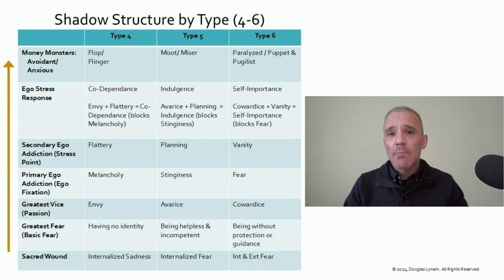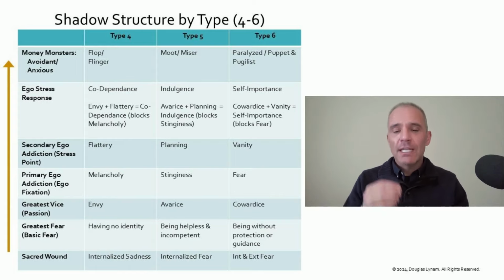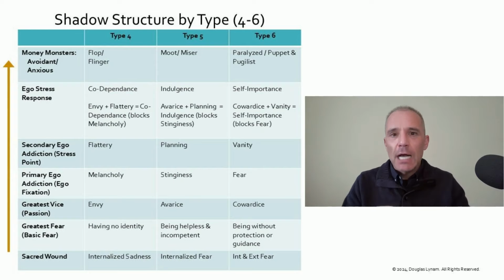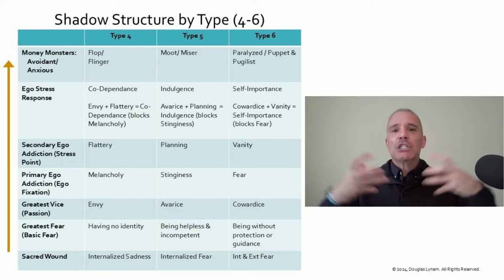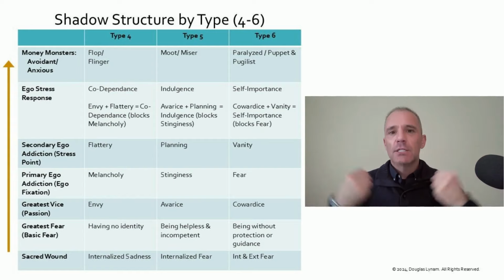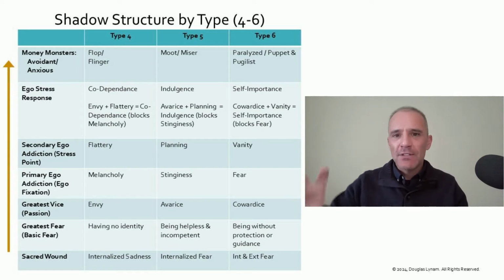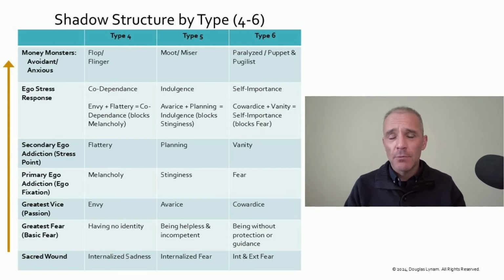So they flip to their secondary ego addiction, which is planning, which is of course looking like a type 7, meaning that planning plus avarice creates indulgence, which is going to block their stinginess. Meaning they're going to indulge in some of their darker fantasies. They're going to maybe indulge in their addictions, or they're going to splurge in some way to kind of release the stress that all that stinginess and all that avarice is creating for them. It gives them a little bit of an out, even if it's in an unhealthy way. And that leads into the moot and the miser money monsters for the type 5.